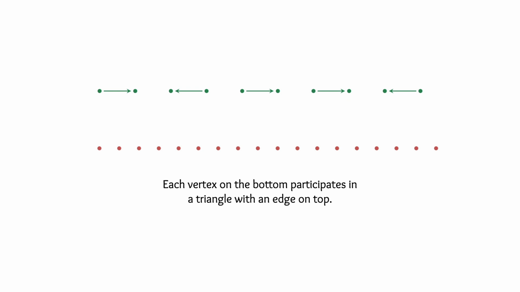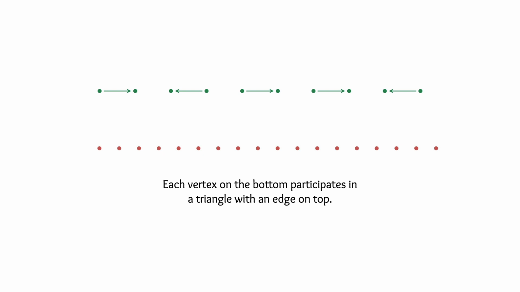for each of the remaining vertices, it must be the case that they participate in a triangle where one of the edges is in fact one of these reversed edges. Because if none of the edges of the triangle that a red vertex participates in is a reversed edge, then, well, this is not a valid reversal set. So each of these vertices participates in a triangle with an edge from the set that is depicted on the top, which is supposed to be a solution set in the setting of reversals.